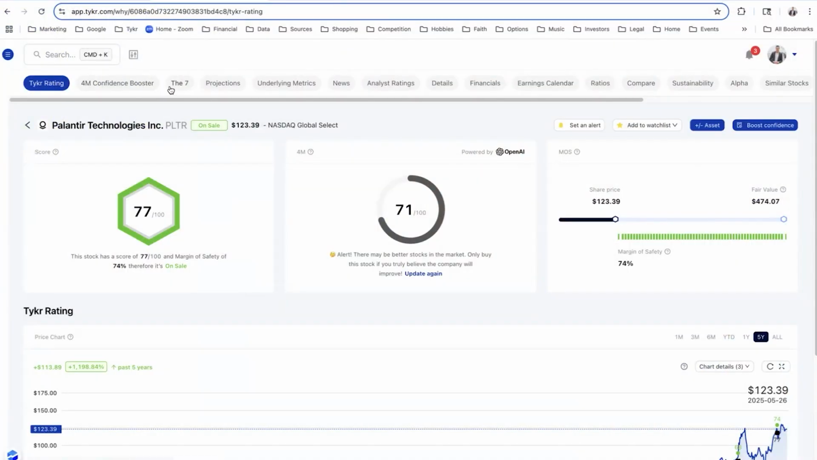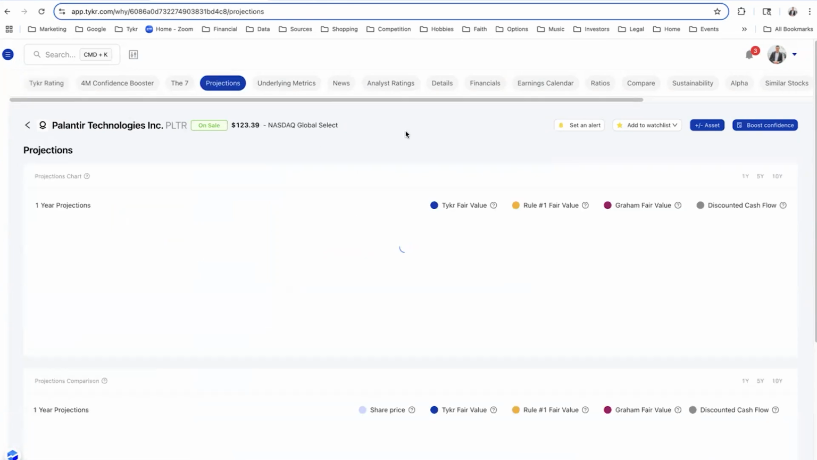I'm logging into Tykr and I'm actually looking at one of the most frequently searched for stocks in the last 24 hours, and that happens to be Palantir. So we're going to go to the projections tab, and what this does is it breaks down 4 different ways to calculate fair value. And I'll show you in a second where you can find some of the calculations here. I don't have them all, nor do you need them all, but I'll at least give you context on each of these 4 and why they were used at given times in history.